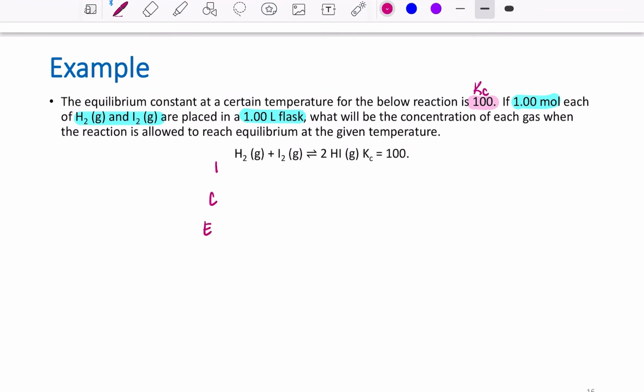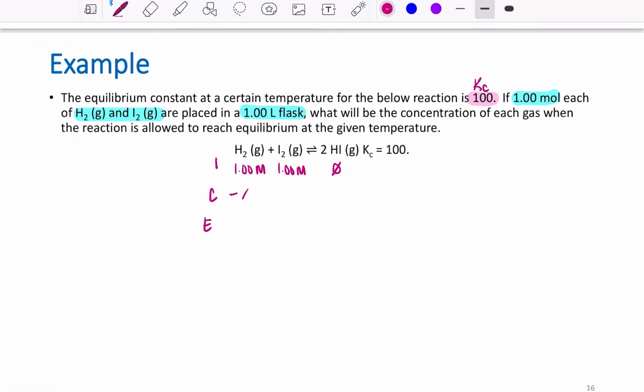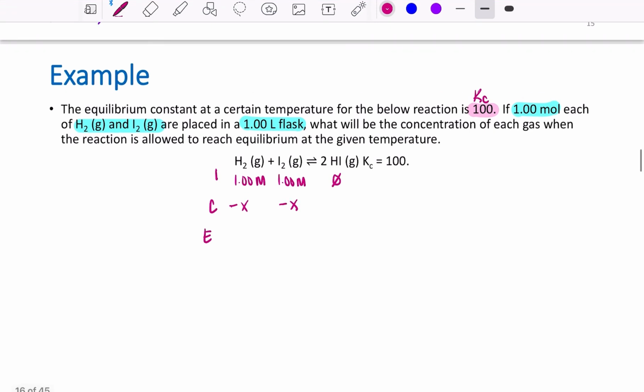I'm told I have 1 mole of H2 in a 1 liter flask, which means I have 1 molar. I'm told I also have 1 mole of I2 in a 1 liter flask, which means I also have 1 molar I2. And I don't have any HI to start. H2 is the reactant, I2 is the reactant, so it's minus x minus x. HI is a product, so it's going to form. And there's a 2 coefficient out here, so we're going to say plus 2x. At equilibrium, 1.00 minus x, 1.00 minus x, and 2x.